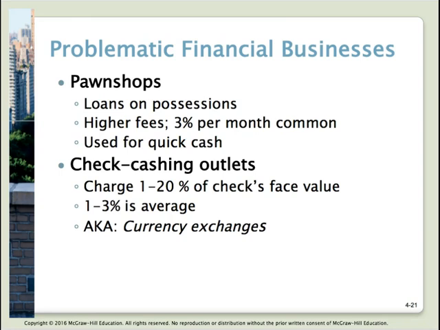Because most financial institutions won't cash a check unless you have an account with them. So there are over 6,000 check cashing outlets, and they can charge you the face value between 1 and 20%. So you really need to do your homework to figure out what it is that it's costing you. That's just really incredibly high.